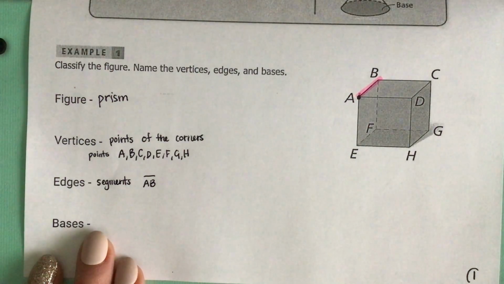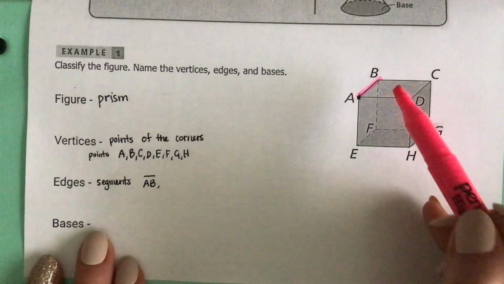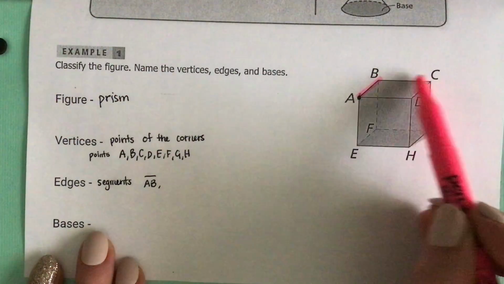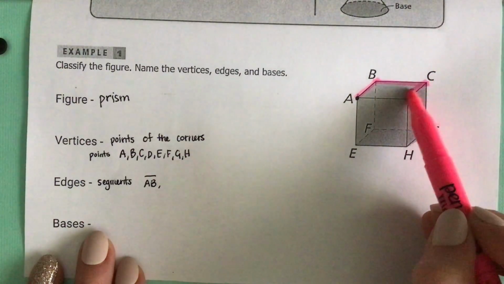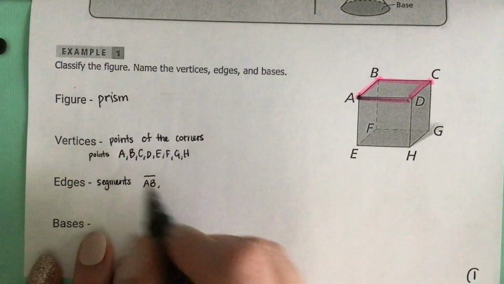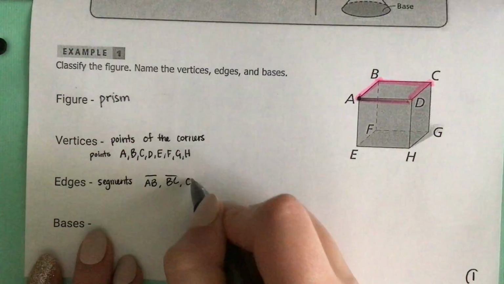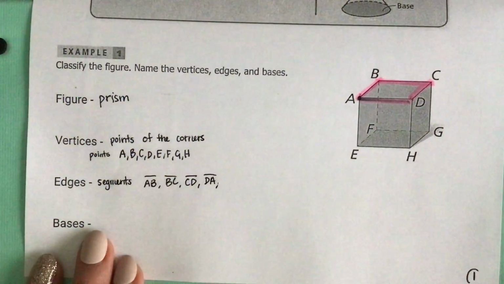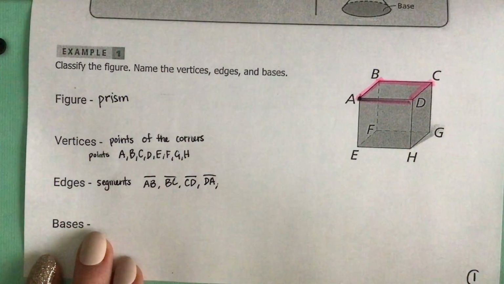Now we're going to name all of the edges. So we have segment AB, and it might be a little tough to keep track of everything. So if we look at the top of this, kind of like a square or something like that, I'm going to name all of the edges for the top of the shape. So we got AB, BC, CD, and AD. So I'm going to name all 4 of those. So I've got AB, BC, CD, and DA.